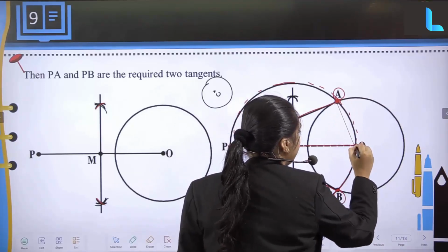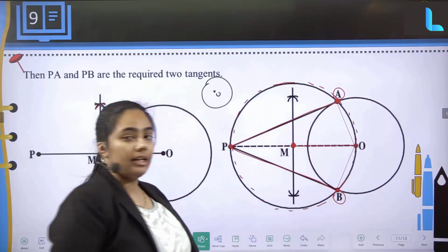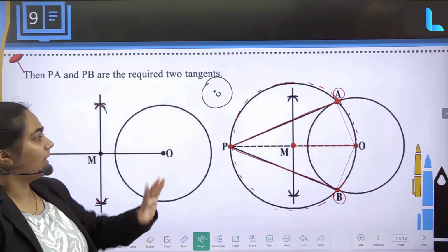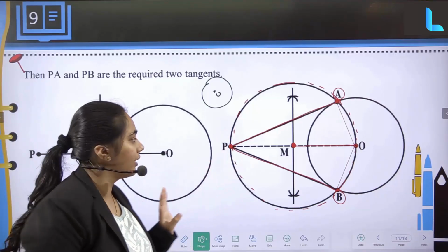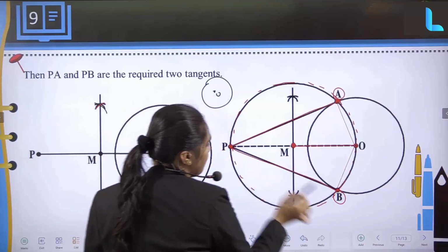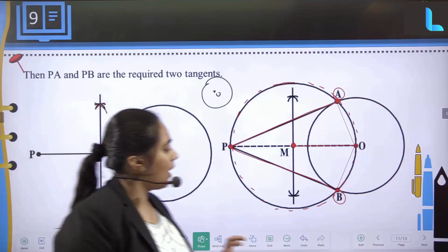Even this can be joined, and over here similarly from B point also you can join. This is how you'll be getting when you have to draw tangents. So what are tangents basically over here? This point PA and point PB are going to be the tangents of the circle. Right, this is how you have to draw.